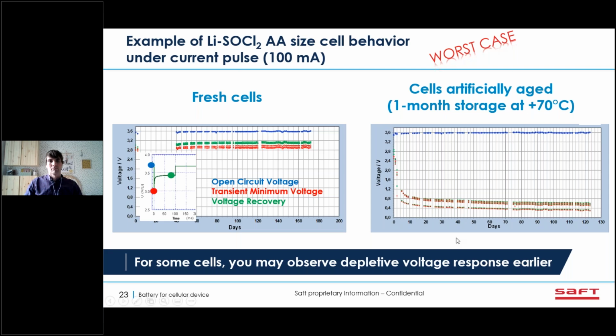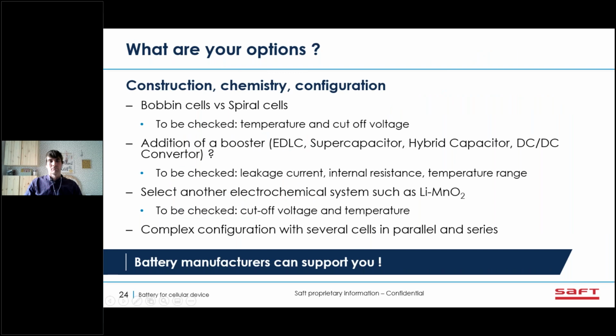When you have such behavior, clearly for a 100 milliamp current pulse, this is not the good size of cell, or it is not possible to use the cell alone. There are different options regarding this behavior. You can change the internal mechanical construction of the battery. You can switch to spiral construction cells. Spiral will be more powerful, but you will have a shorter life duration.